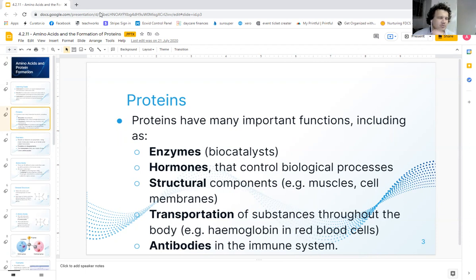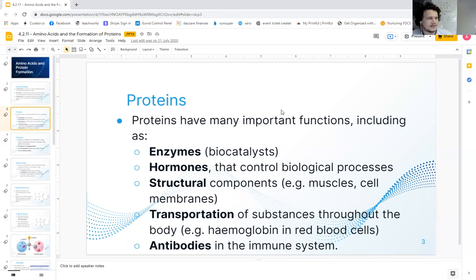Protein can also be a hormone or a chemical messenger. It makes up your hair, skin, cell membranes, muscles. Hemoglobin carries oxygen around in your blood, and it's also antibodies in the immune system. And why is that relevant? Because amino acids make up proteins.